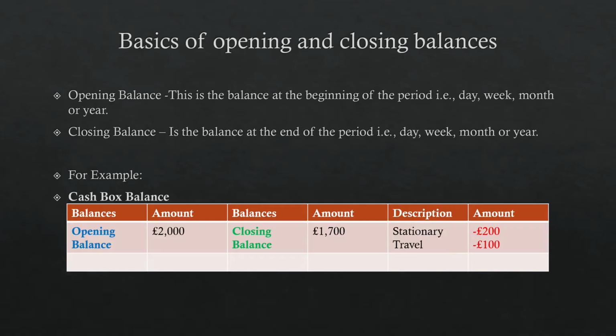And here in this example, the opening balance is £2,000, and that which was spent is on stationery of 200 and travel of 100. So the closing balance is £1,700. Okay, so again, we have the two critical pieces of information: opening, which is 2,000, and closing, which is 1,700.